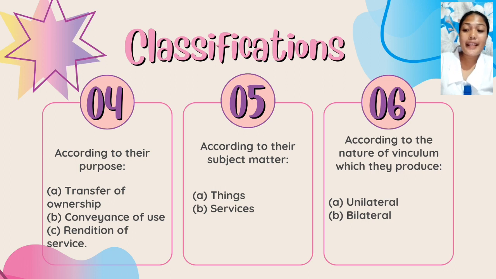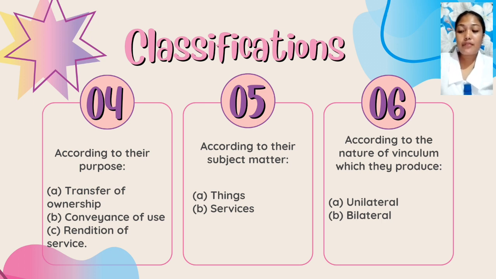So on the next slide, we have here the fourth one, which is according to their purpose. First one, we have here transfer of ownership, one example of which is the sale. Second one is the conveyance of use. Example is commodatum. And the third one, we have here the rendition of services. Examples are the agency, lease of services, and labor. So the fifth one, we have here according to their subject matter. We have here things and services. Examples of things are the sale, deposit, or the pledge. And for the services, we have here the agency, lease of services, and labor.